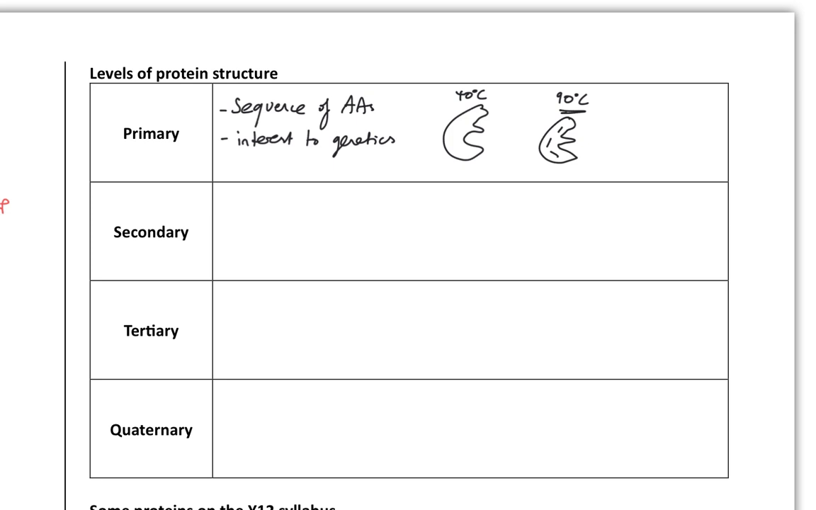Anyway, I've gone off on one, but primary structure is just the sequence of amino acids. Secondary structure is due to hydrogen bonds. Names of bonds get marks, so write hydrogen in the exam. These form between the carboxyl and amino group, so not the R group. And these form two levels of structure. You either get an alpha helix or you get a beta pleated sheet.